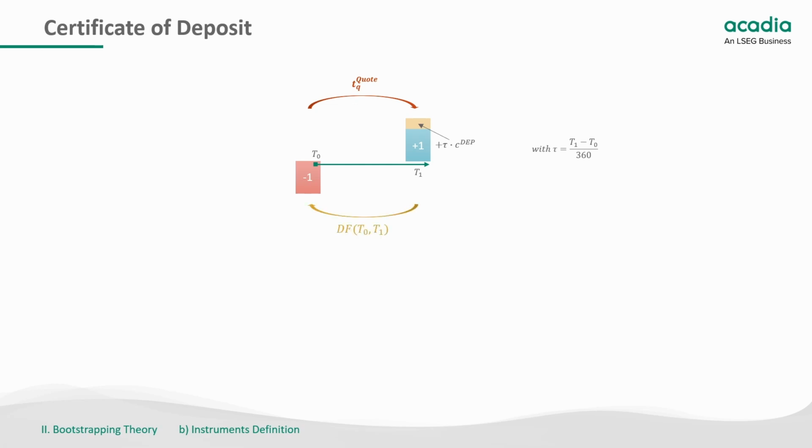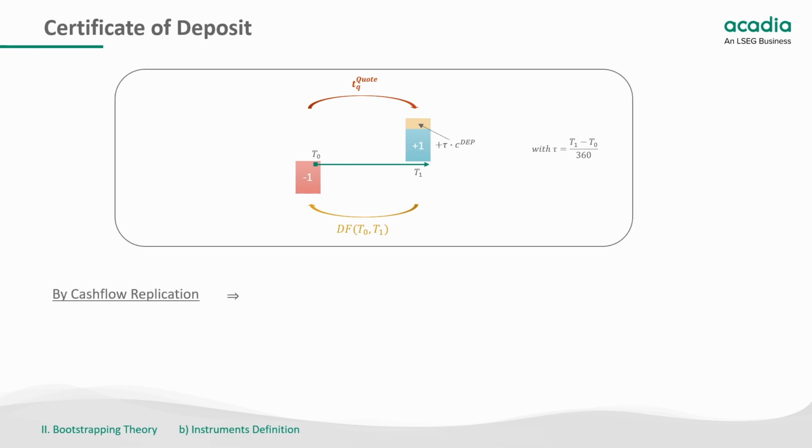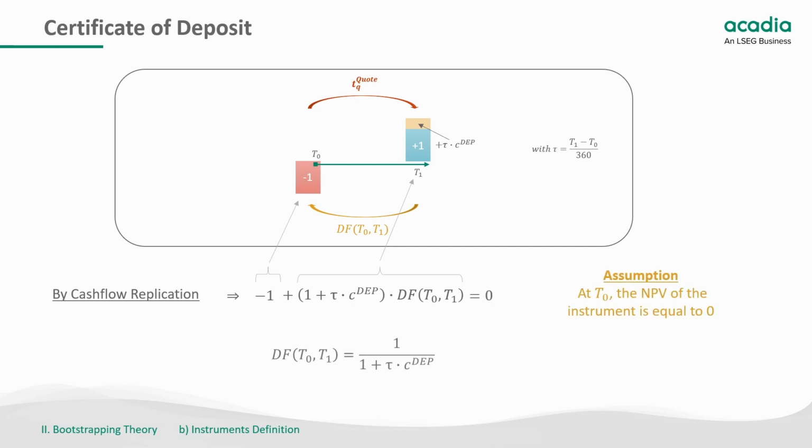The cash flow at maturity is then discounted back to the valuation date. If we look at this from a cash flow replication perspective, at t0 we have a cash flow of -1, implicitly discounted by 1, plus the cash flow at maturity discounted back to t0. And given that one of the main assumptions is that the NPV of this deposit at t0 should be equal to 0, we obtain this equation. And very easily, we obtain an analytical formula for calculating the discount factor implied by the deposit instrument.